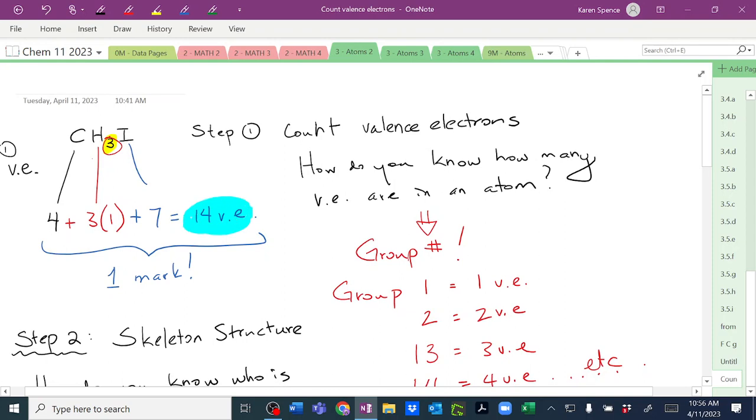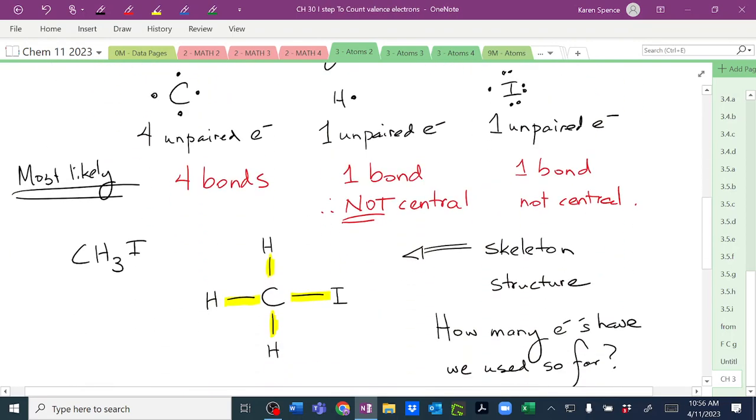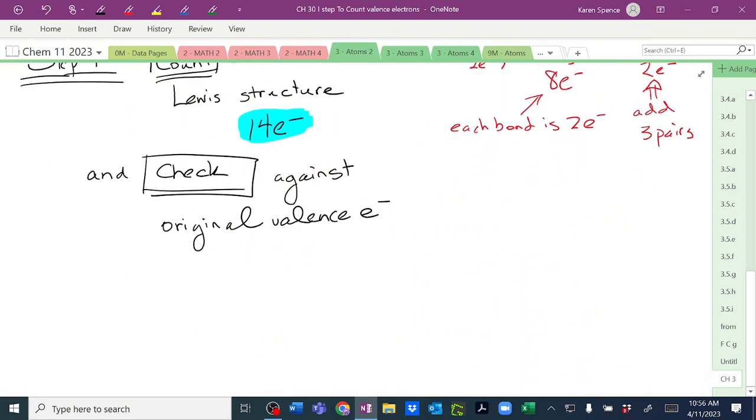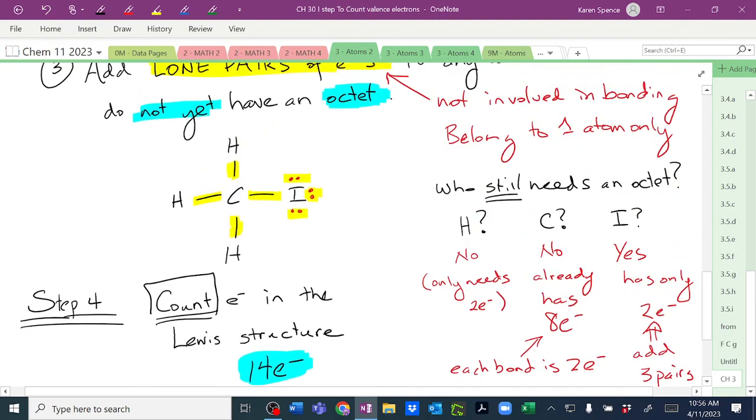The only thing we need to do is check and see if it's an ion. Is it an ion? If it's not an ion, we're just done. Oh, done, done, done. Okay. Not an ion. So we are done. Okay, so that is our Lewis structure right there.